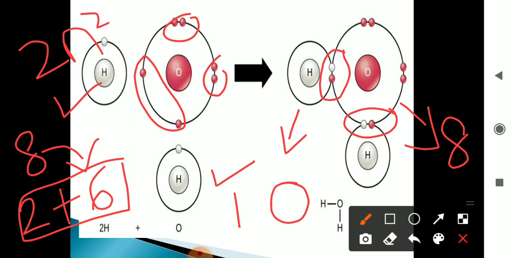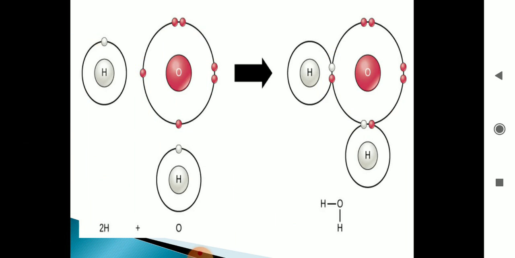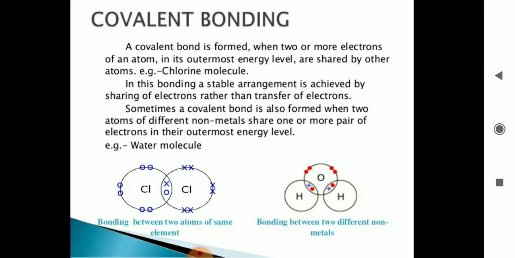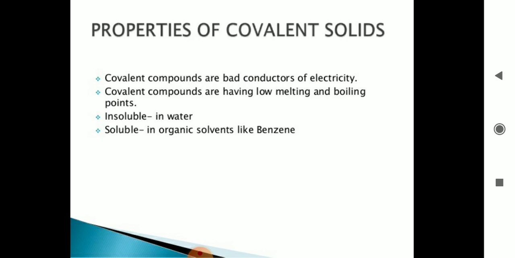So how the covalent bond is formed between non-similar elements as well as similar elements is shown in this slide, the water molecule and the chlorine molecule. These are the properties of covalent bonding. Covalent compounds are bad conductors of electricity. Covalent compounds have low melting and boiling points. They are soluble in water and in organic solvents like benzene.